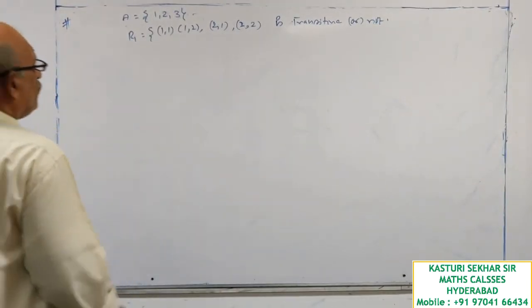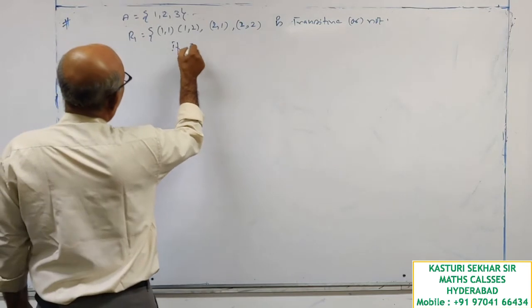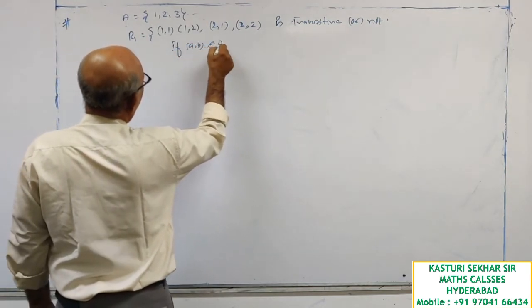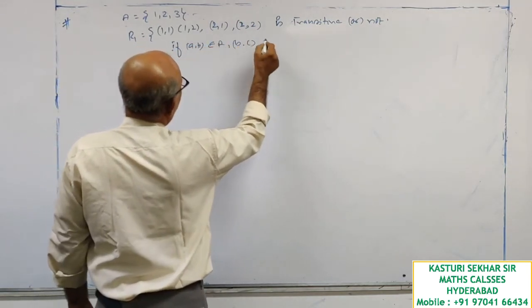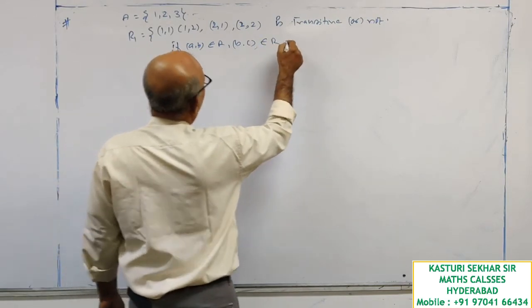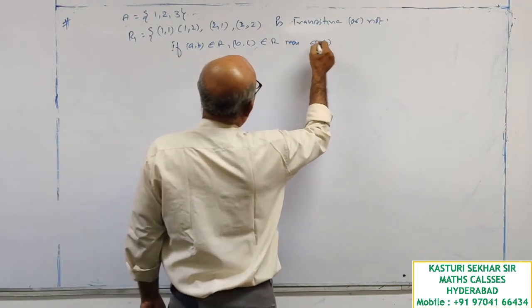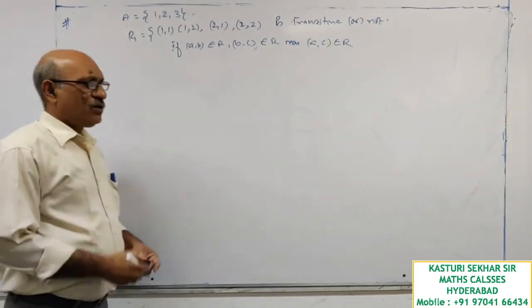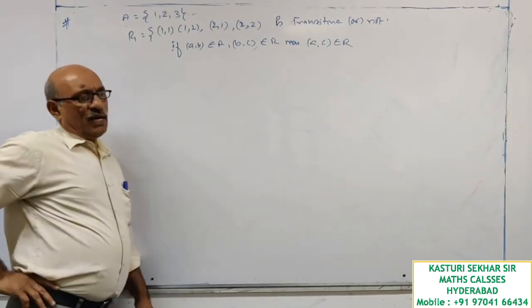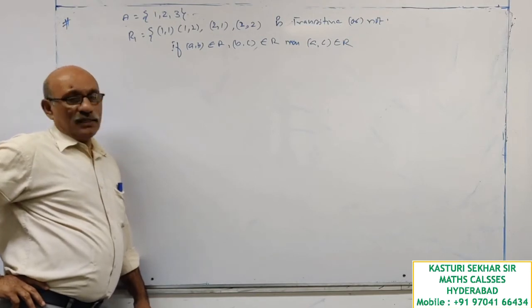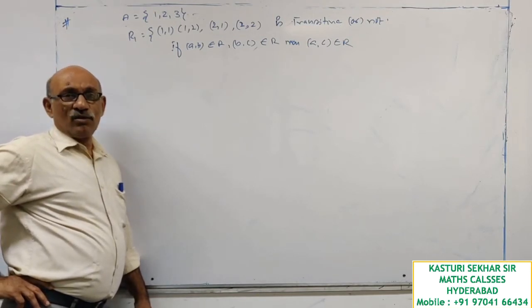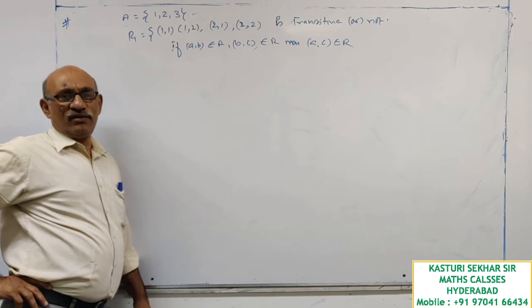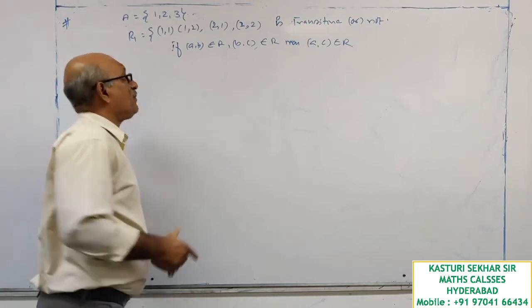Now sir, transitive means: if (a,b) belongs to R and (b,c) belongs to R, then (a,c) belongs to R. When this condition is satisfied, then you can say it is transitive.